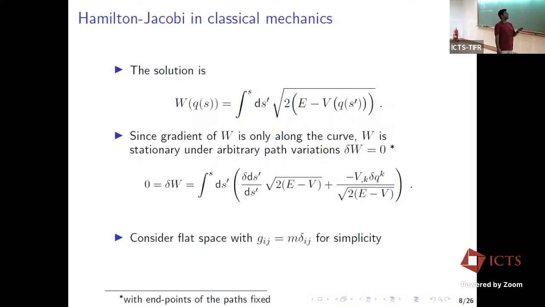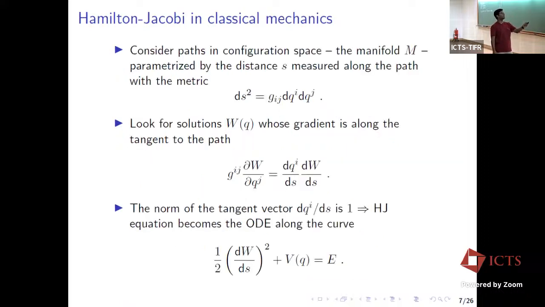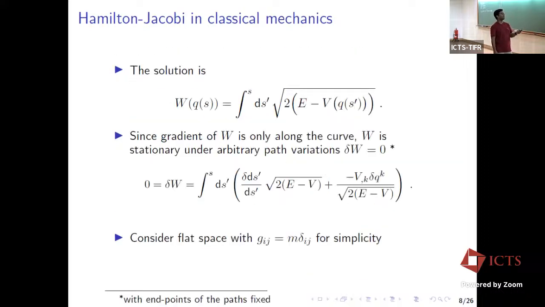So I just implement that, and notice that we have to vary both the integrand and this measure ds prime, because this ds prime measures the distance along the path. So if we change the path a little bit, the measure also changes, and that's encoded in this derivative. So all this can be worked out explicitly given these expressions for the metric and so on. And then this turns out to be the equation which we have to set to 0 to ensure that this is stationary under path variations.